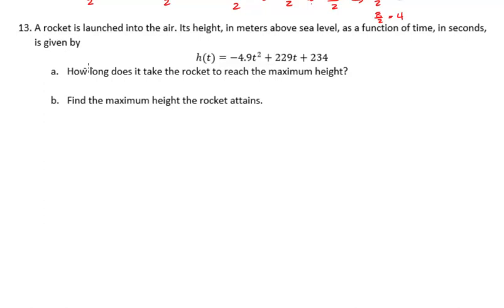Question says, a rocket is launched into the air. Its height in meters above sea level as a function of time in seconds is given by h of t equals negative 4.9 t squared plus 229 t plus 234.